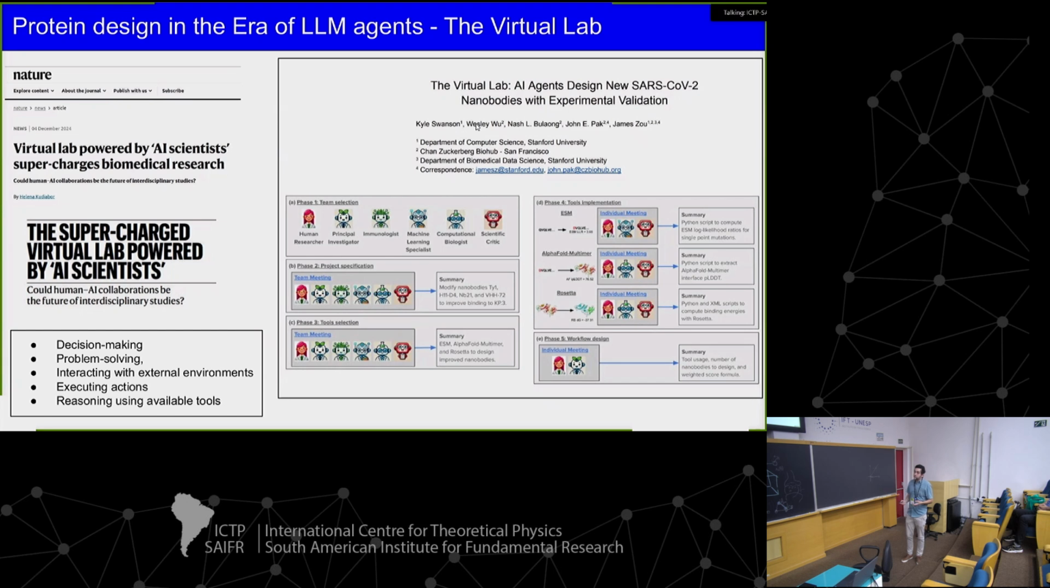They can make decisions, they can solve problems, they can interact with external environments, they can execute actions, they can reason using available tools. They can run AlphaFold, they can run ESM, ProteinMPNN, they can create a pipeline.